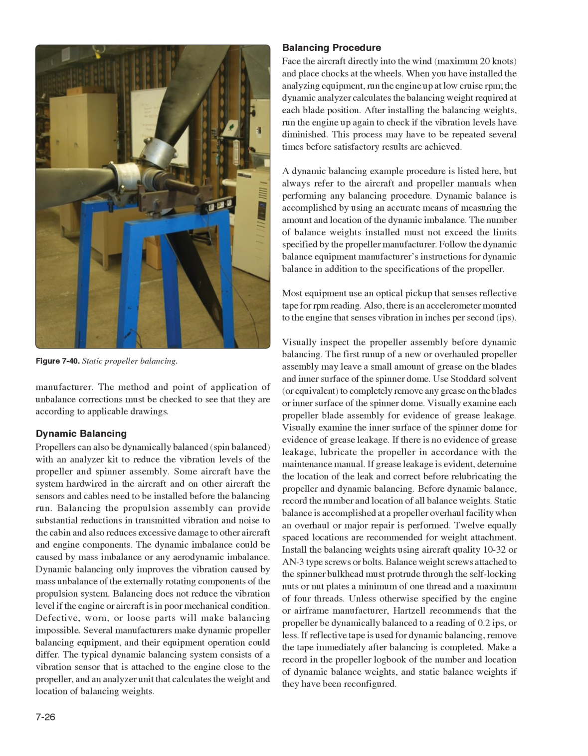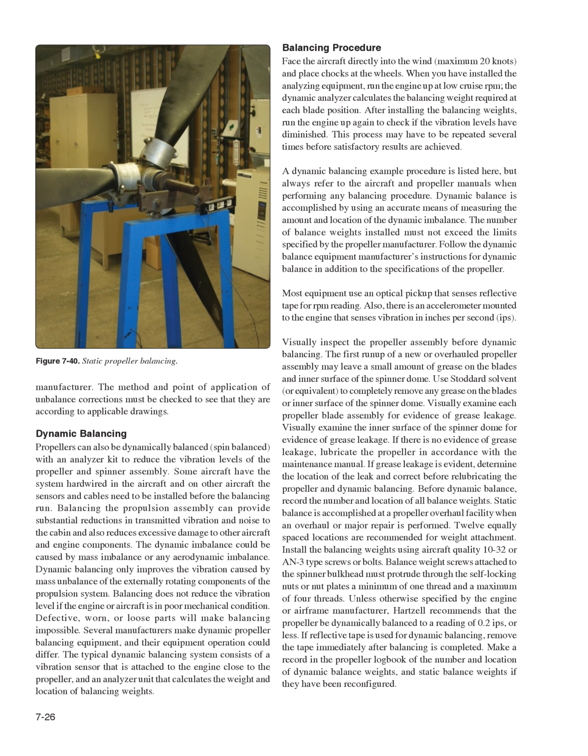Visually inspect the propeller assembly before dynamic balancing. The first run-up of a new or overhauled propeller assembly may leave a small amount of grease on the blades and inner surface of the spinner dome. Use Stoddard solvent, or equivalent, to completely remove any grease on the blades or inner surface of the spinner dome. Visually examine each propeller blade assembly for evidence of grease leakage. Visually examine the inner surface of the spinner dome for evidence of grease leakage. If there is no evidence of grease leakage, lubricate the propeller in accordance with the maintenance manual. If grease leakage is evident, determine the location of the leak and correct before relubricating the propeller and dynamic balancing.